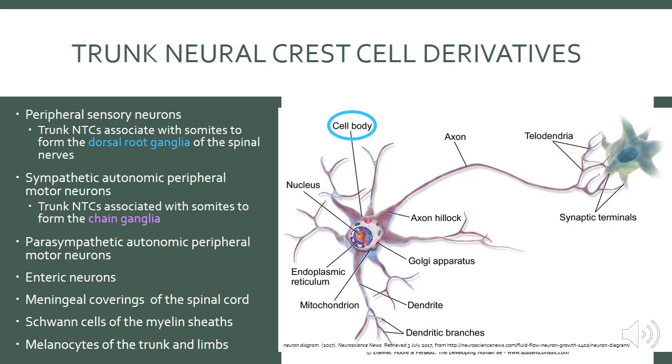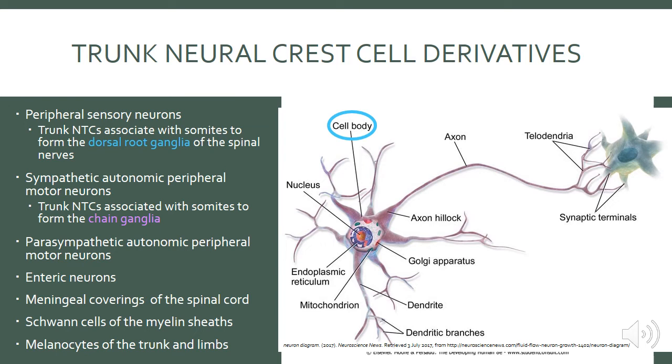Now, the sympathetic peripheral motor neurons, those are the ones that control your fight or flight response, so your decision to run or to stay and fight. But the trunk neural crest cells also contribute to your parasympathetic autonomic peripheral motor neurons, which are the ones that innervate your organs and keep things running smoothly without you having to think about it. You don't really want to have to think about making your liver do its thing. Your peripheral autonomic nervous system helps with that.